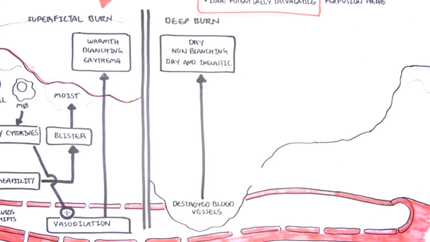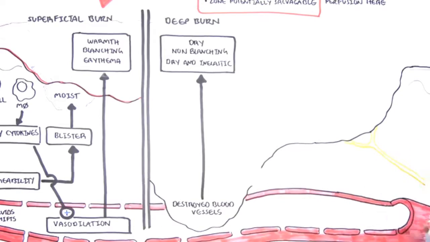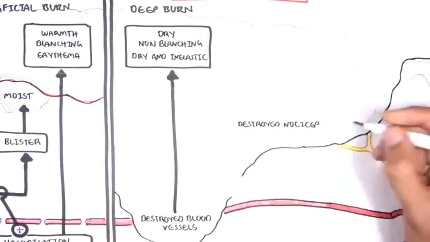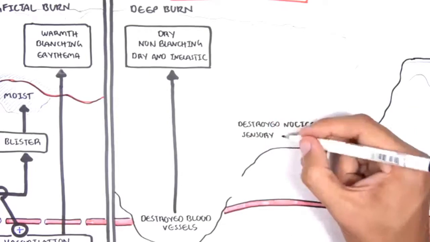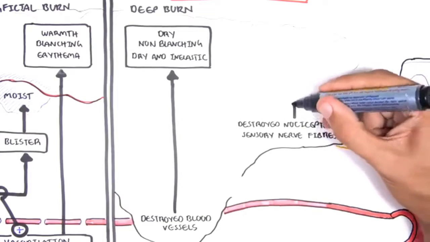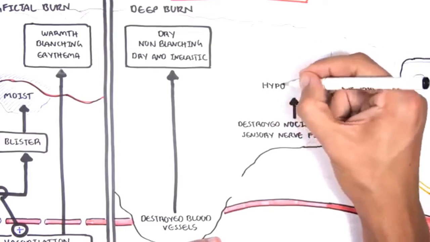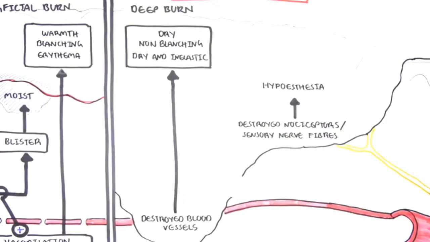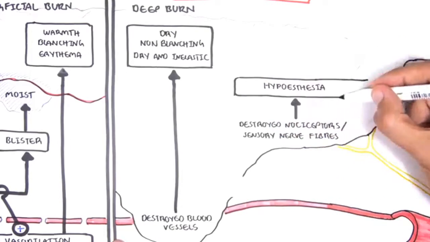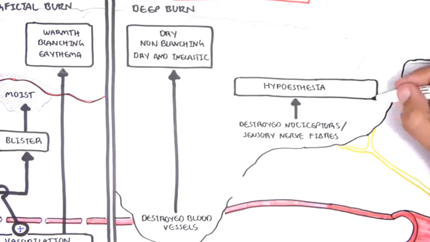Further, deep burns extending to the reticular layer of the dermis can destroy nociceptors and other sensory nerve fibers. Initially, pain can be detected, but as the sensory nerve fibers are damaged, you get hypoesthesia. So you get a reduction in sensation. Loss of sensation is an important feature of deep burns.